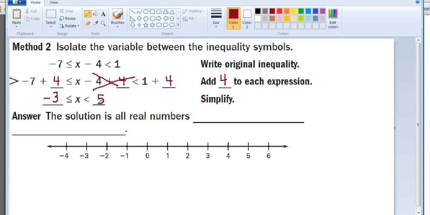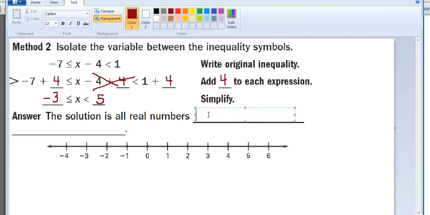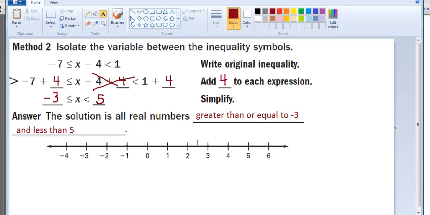Now we got the same thing as we did in method 1, a little bit faster, but how we write the solution is like this. We say the solution is all real numbers greater than or equal to -3. And we have to have an and. It's less than 5. Okay, now we'll go here and graph it real quick. So again, the solution is all real numbers greater than or equal to -3 and less than 5.